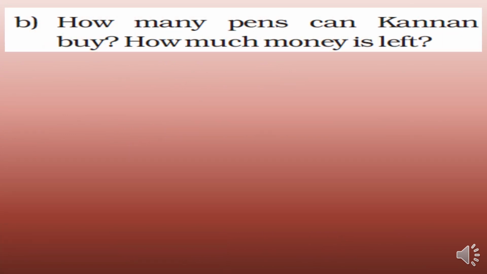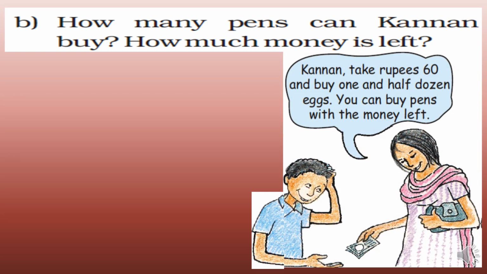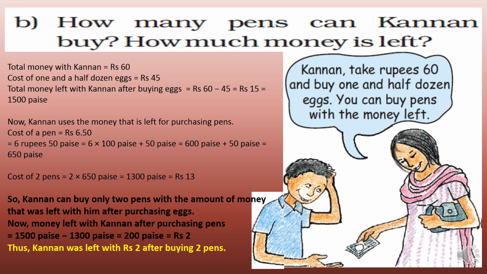How many pens can Kanan buy and how much money is left? See here this picture. Kanan takes rupees 60 and buys 1.5 dozen eggs. She can buy pens with the money left. You know that 1.5 dozen cost rupees 45. So total money with Kanan is 60. Cost of 1.5 dozen is 45. Total money left with Kanan after buying eggs is 60 minus 45, that is rupees 15, and we can also say it is 1500 paise.